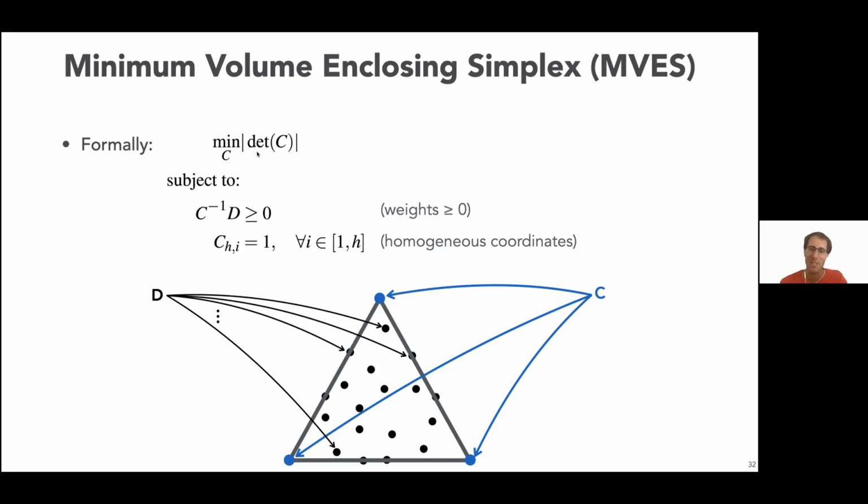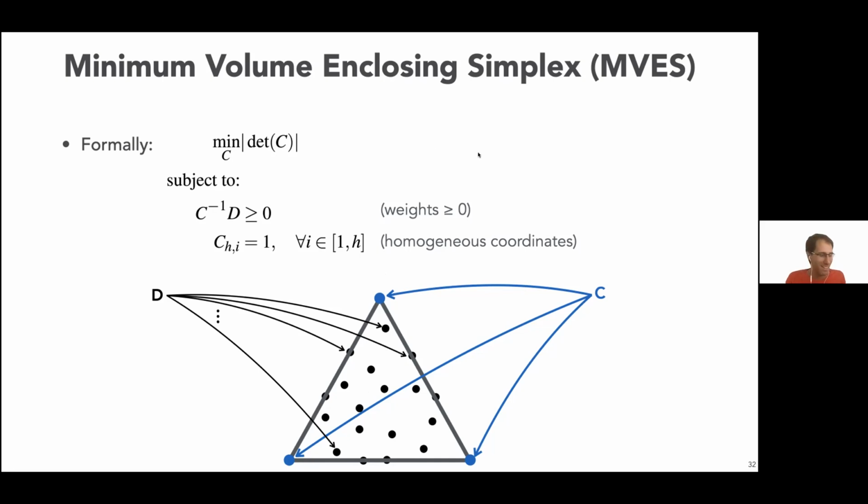So what does that mean? The volume is the determinant of C, with a constant factor in front related to the dimension, so we can ignore that. We're trying to minimize the determinant of C, subject to the weights being positive. To compute the barycentric coordinates given the vertices of a simplex is as simple as C inverse times D. That gives us the weights, and we want them all to be non-negative. So this is a constrained minimization problem: minimize the determinant subject to linear constraints, and also that the bottom row of the matrix should be 1s so that we have homogeneous coordinates. So it should be easy.